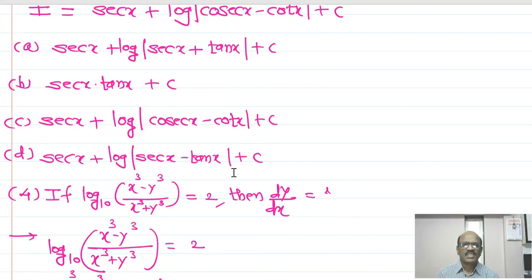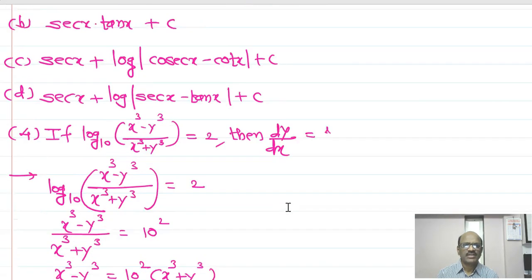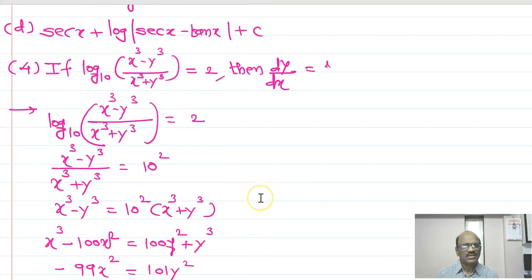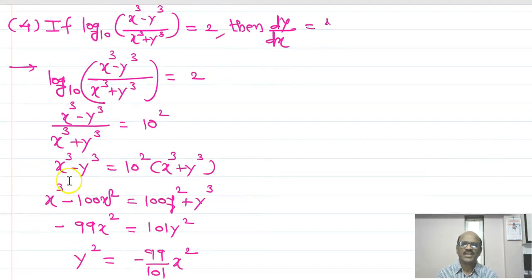Now next: if log of in bracket x cube minus y cube upon x cube plus y cube to the base 10 is equal to 2, then find dy by dx. That is the question. Now see this: log of x cube minus y cube upon x cube plus y cube to the base 10 is equal to 2. I will convert it into exponential form, that is x cube minus y cube upon x cube plus y cube is 10 raised to 2, and simplify this.